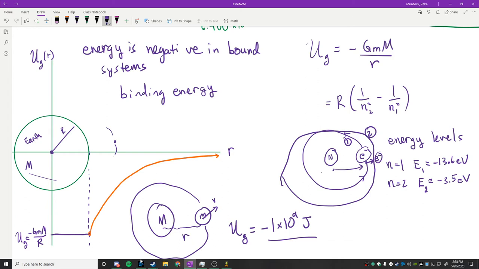Does that make any sense to you guys? This bothered me a lot when I was learning physics, because I wondered why this negative sign is here. It represents a binding energy. Same thing's true of the electrons, by the way. This is the amount of energy you have to put into the system to rip the electron out, basically.